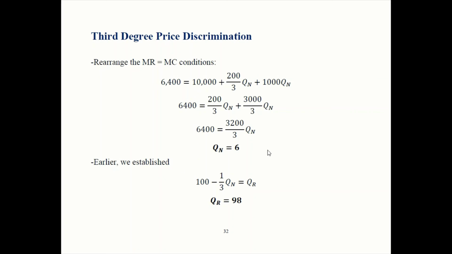Alright, so we can plug that into the condition we had earlier. We showed that QR is going to be 100 minus 1/3 QN. If you plug in QN equals 6, we know that 1/3 times 6 is 2. 100 minus 2 is 98. So QR is 98. We're not quite done yet, though. We've established which quantities we're going to have. We still have to work out what price do we charge each group. So what's tuition going to be for the rich versus what's tuition going to be for the not rich?